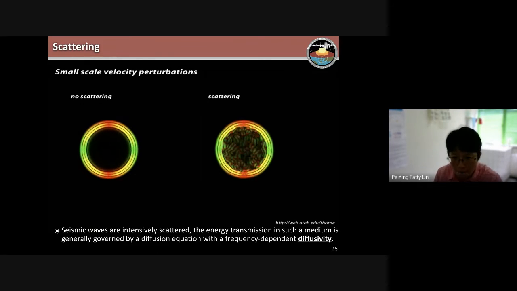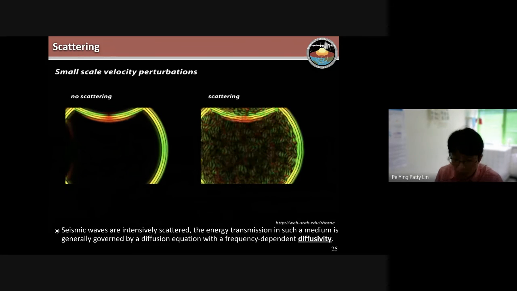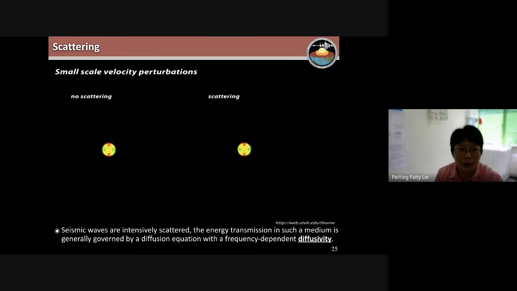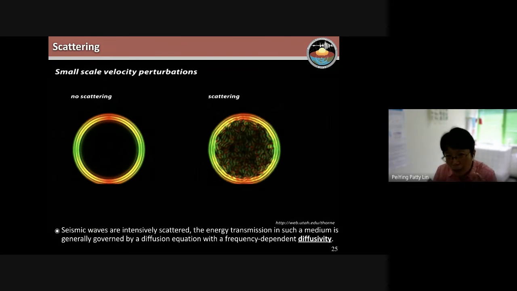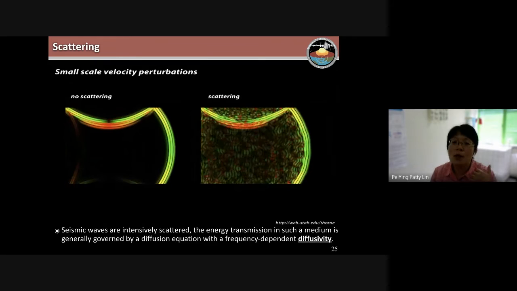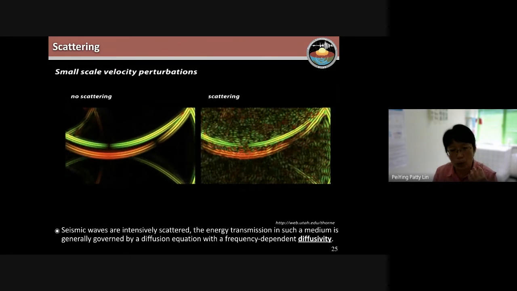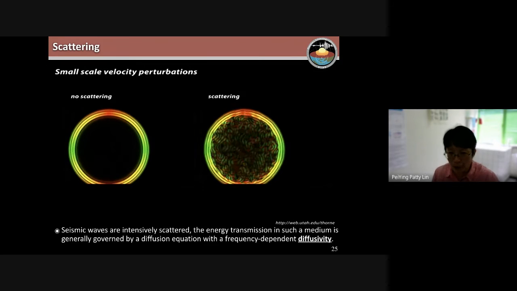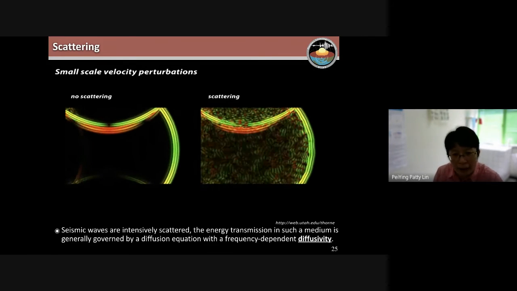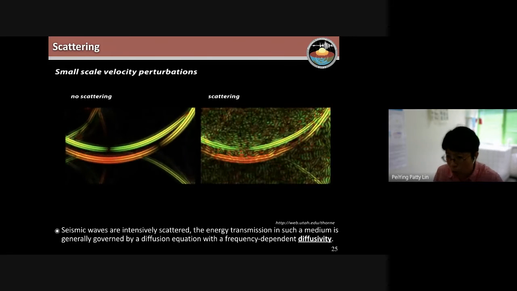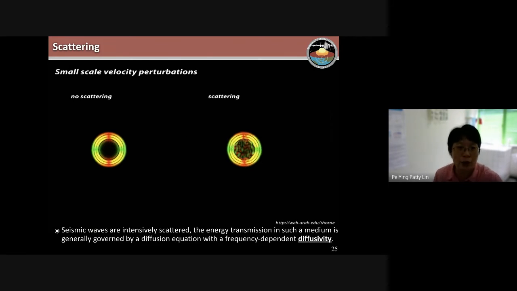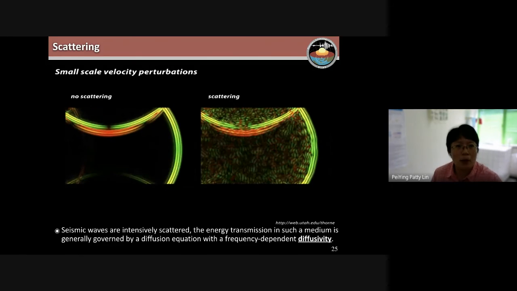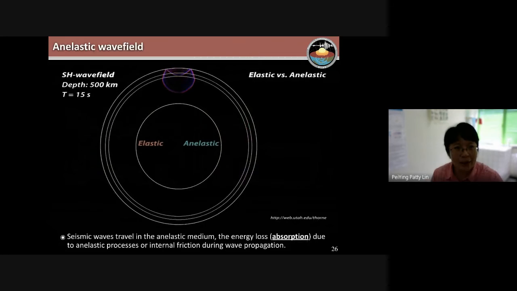So here is the simulation done by Maxon. This is no scattering, and this is scattering. As you can see, if you have a scattering structure, the waves will scatter around, and the waveform will look totally different. And it can be described by a diffusion equation.